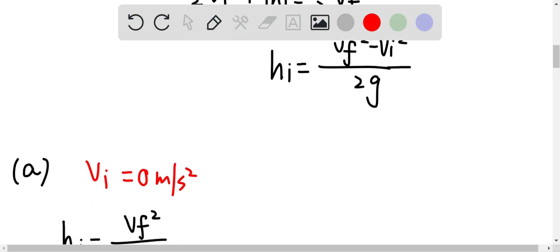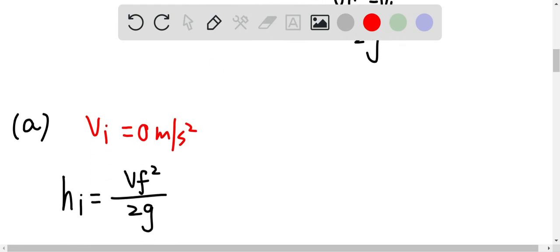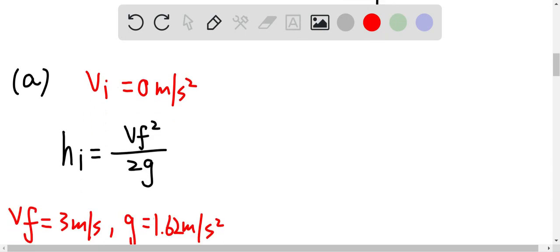So now for the first case, we are saying that the initial velocity, which is the velocity of the lander relative to the surface at a moment, is given as 0. Therefore, the initial height, which is the greatest height we can determine, is equal to vf squared over 2g. We know the final speed should be equal to 3 meters per second, and the acceleration of gravity on the Moon is 1.62 meters per second squared.